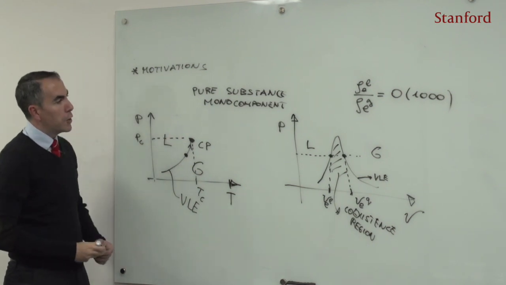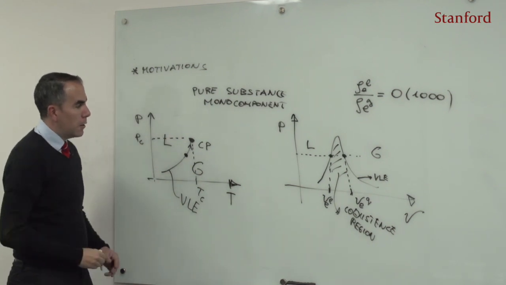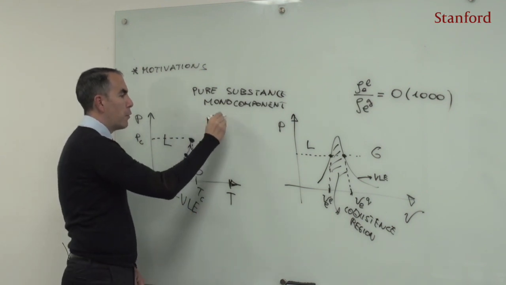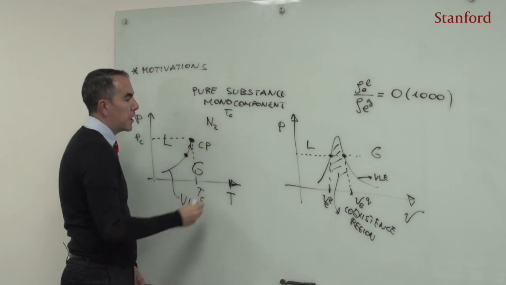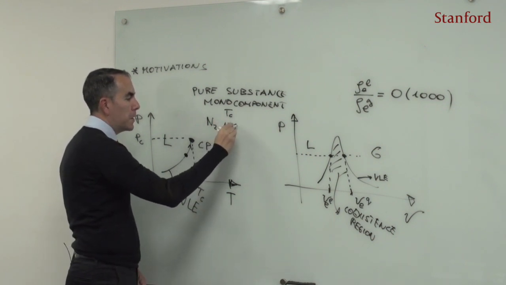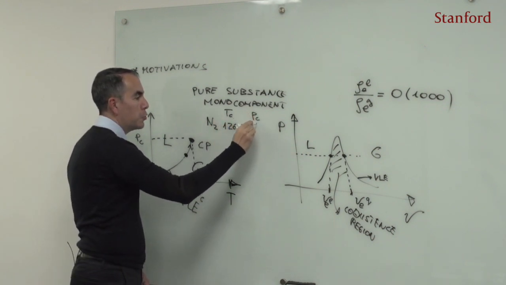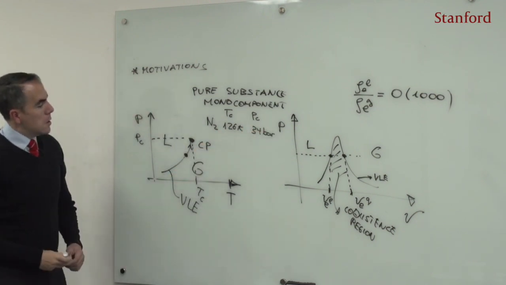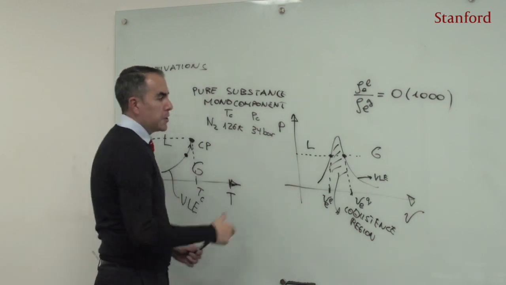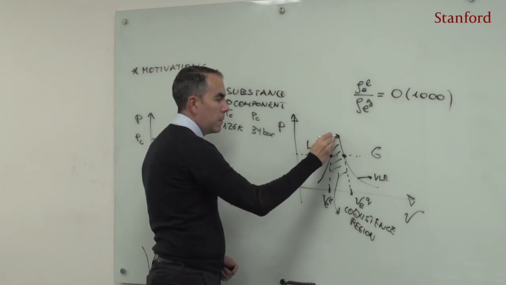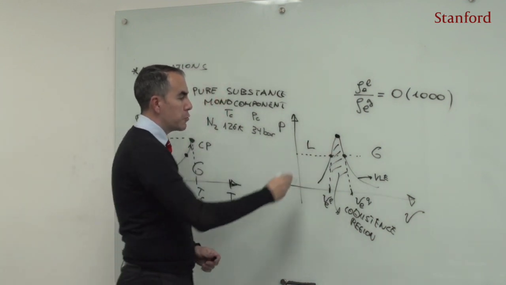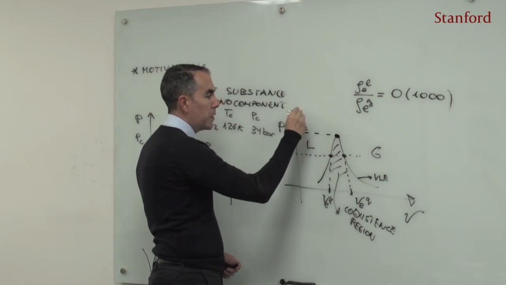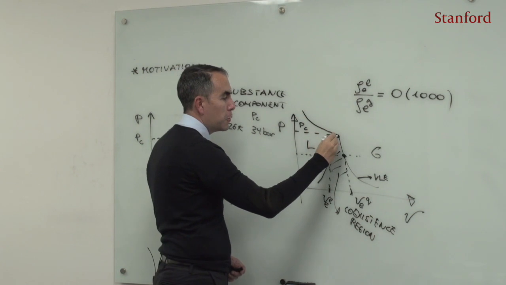Just to give you an example for nitrogen, the critical temperature is going to be 126 kelvins, and the critical pressure is going to be 34 bar. So this critical point in this diagram will be visualized here, the point up there. That is going to define the critical pressure, and an isotherm, the critical isotherm, that is going to be tangent to that point.